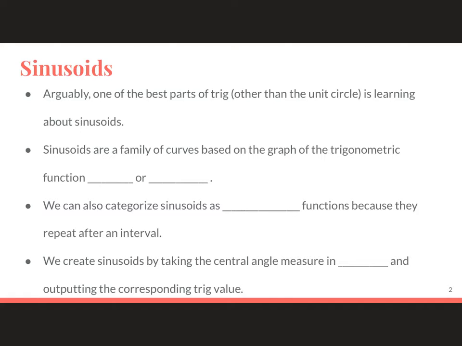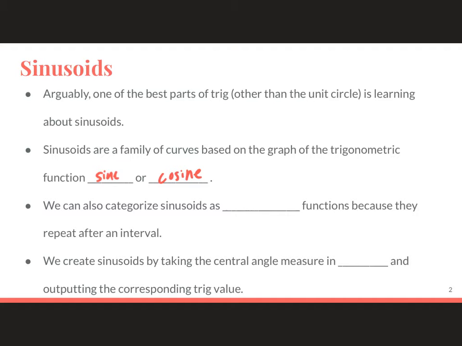Sinusoids are a really cool part about trig. You end up forming some really cool graphs, and when I was first learning this, I thought that this was one of the coolest parts about trig other than the unit circle. But sinusoids are just a fancy way of saying it's a family of curves based on the graph of the trigonometric functions sine or cosine, right?